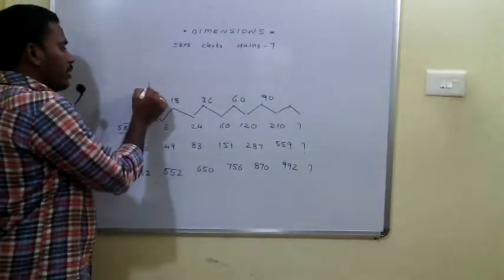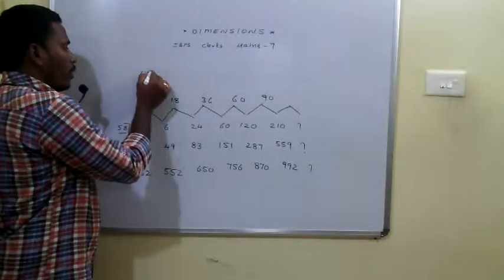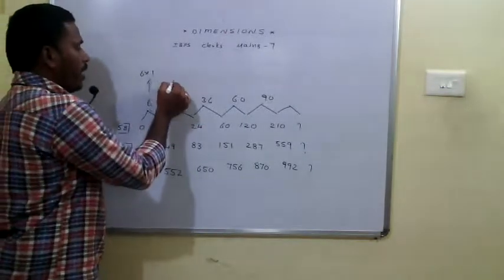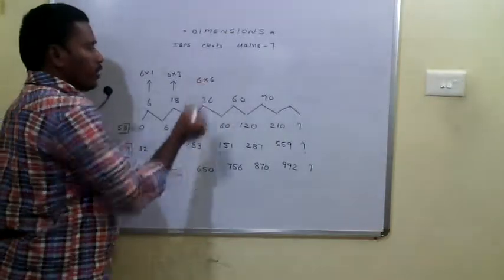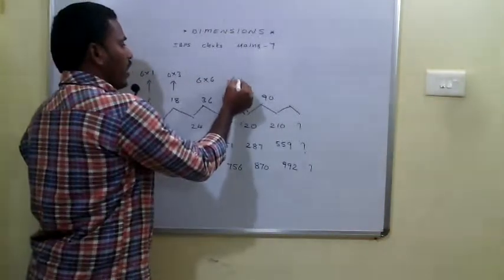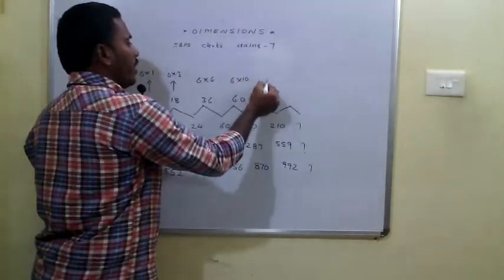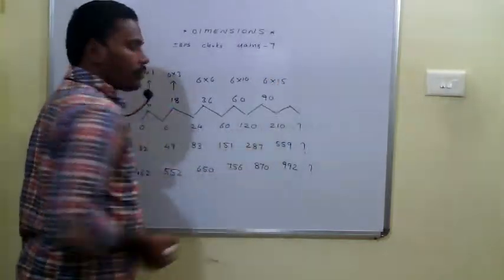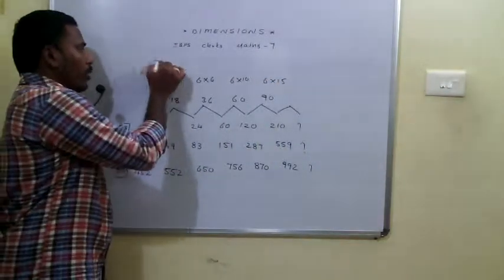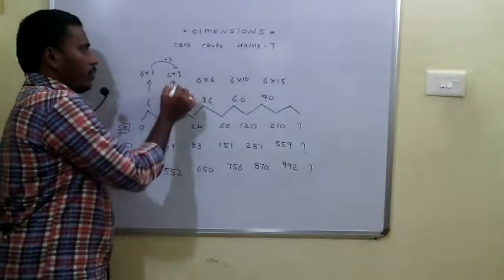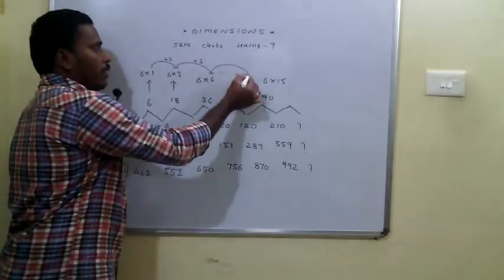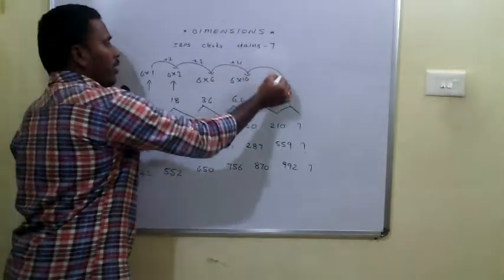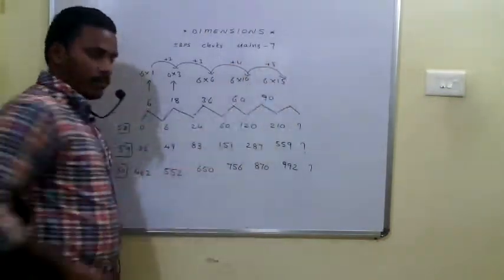See, we can express this 6 as 6 into 1. This 18 as 6 into 3. And this is 6 into 6. And then this 60 as 6 into 10. This 90 as 6 into 15. Okay. If you observe, 1 plus 2 is 3, 3 plus 3 is 6, 6 plus 4 is 10, 10 plus 5 is 15.